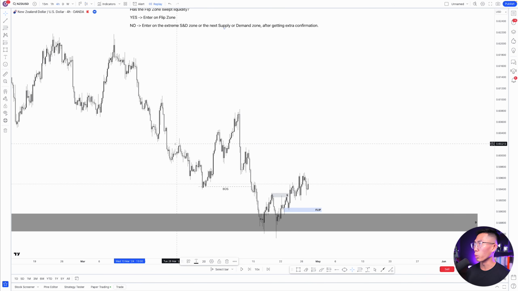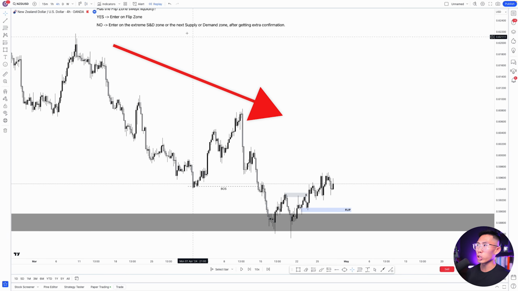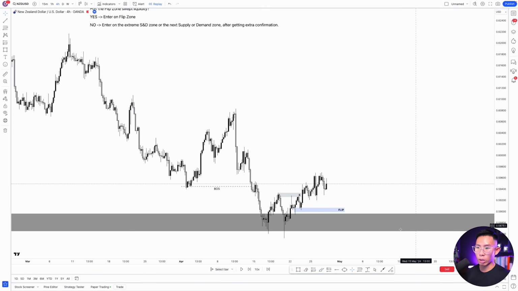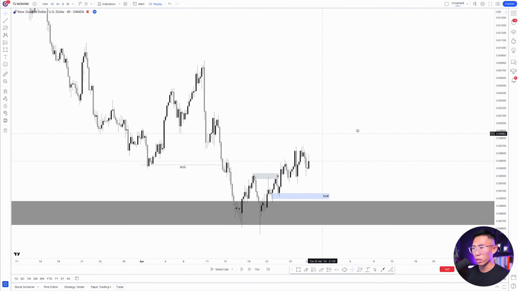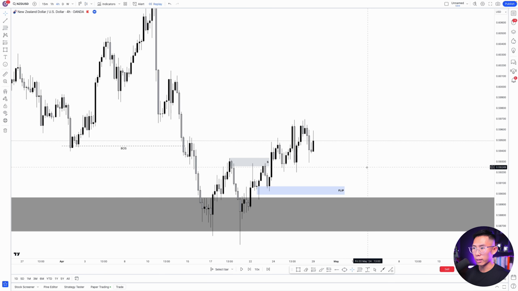So over here, this is a pretty similar example, so I'm not going to go through the entire thing again. But what happened right here is that price was in a bearish downtrend, bearish order flow, and price has just come back down to this strong demand zone that we have right here. So we have our supply zone right here, and you can see price created that flip zone after price reacted at this demand zone, right?